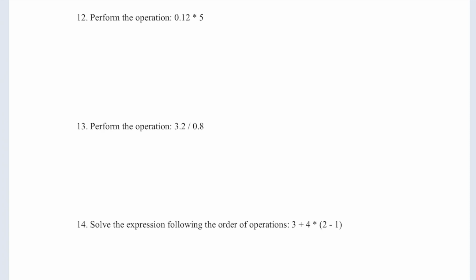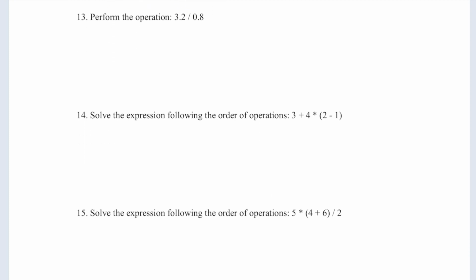Right? And again, you're going to have a calculator, but we're going to just do this out on paper. So 0.12 times 5 equals 5 times 2 is 10, so 0, carry the 1. 5 times 1 is 5, plus 1 is 6. And then we have a 0.0. So that is going to be your answer.